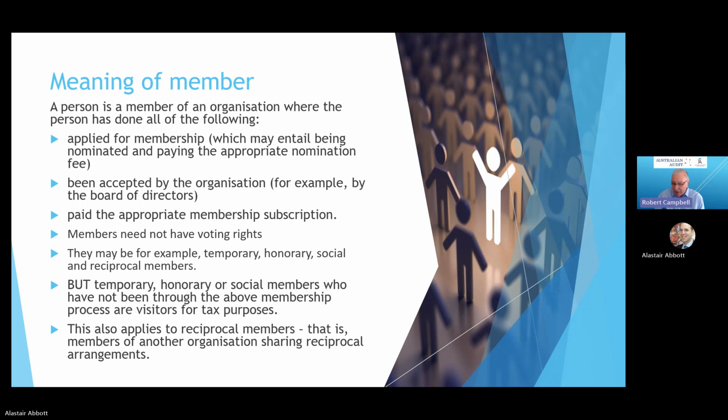They don't have to have voting rights. They may be, for example, temporary, honorary, social or reciprocal members, but nevertheless, temporary, honorary and social members who have not been through the above membership process are visitors for tax purposes, and transactions with them are assessable. This also applies to reciprocal members, that is, members from another organisation sharing reciprocal arrangements. So those last two dot points create issues for many sporting clubs in particular, and certainly for any social or membership-based organisation.